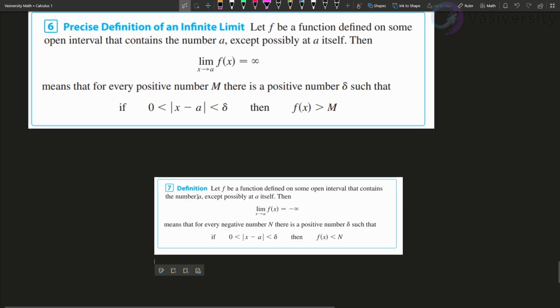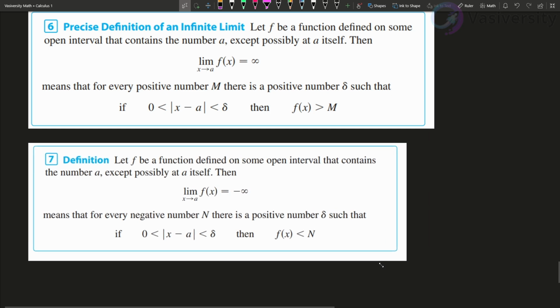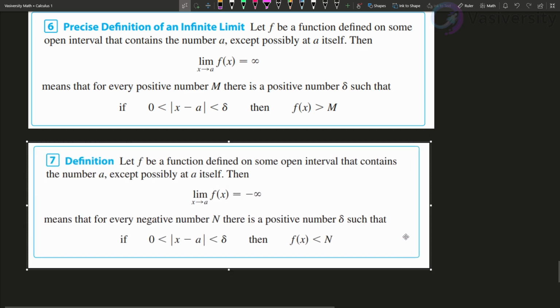A similar thing we can do for negative infinity. For every negative number N, there is a positive number delta such that for x within delta of a, f of x will always be smaller than the number N we pick. So the function will always decrease, meanwhile in the previous one, the function will always increase; it will always be bigger than the number we pick. All right, perfect.